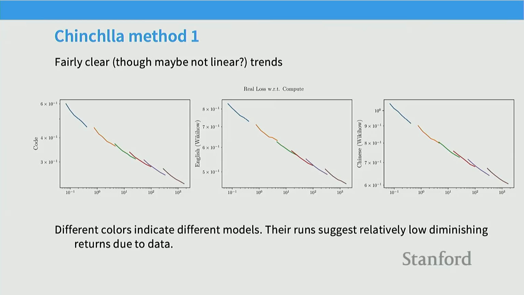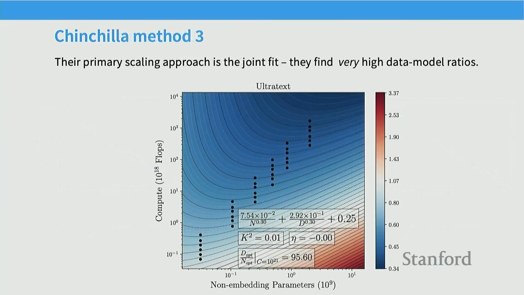They do see for Chinchilla method 1 fairly clear, although not perfectly linear trends that allow them to go from compute to token ratios. And their primary approach that they use to justify a lot of their design decisions is method 3. It's the curve fitting. So the contours that you see here are the curve that they fit. The dots here are the small-scale runs that they did to fit the Chinchilla parameters.